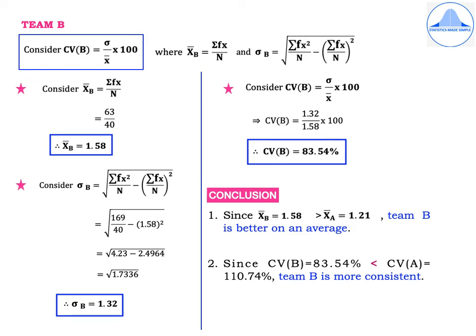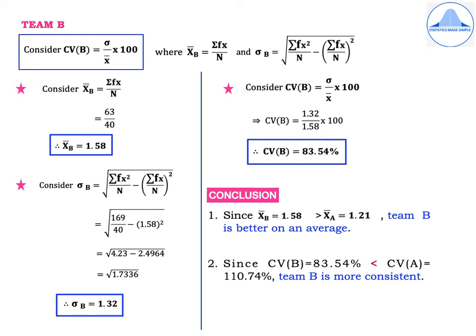83.54%. Now in the problem, they have asked which team is better on an average and which team is more consistent. So whichever team's x bar value is higher, that team is better on an average, and whichever team's CV is lower, that team is more consistent.